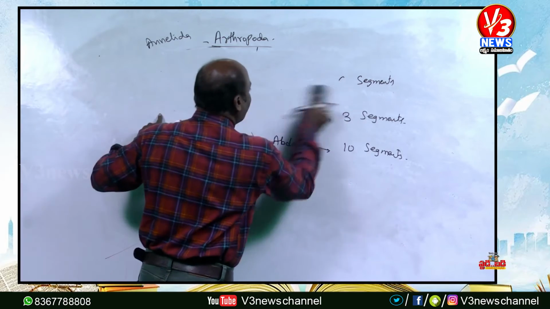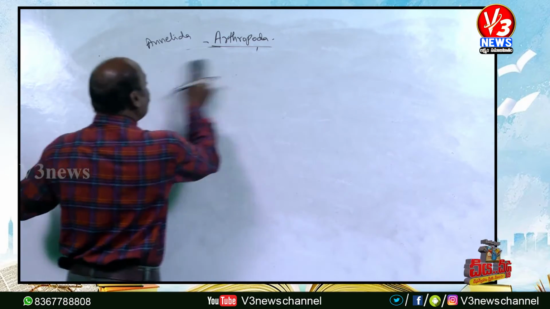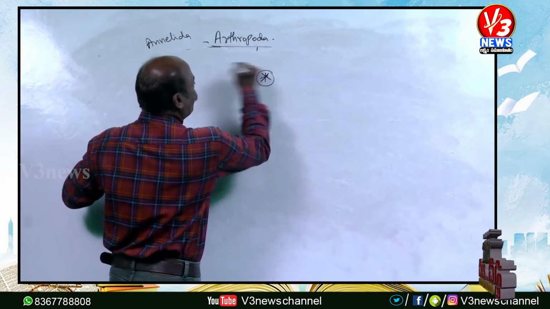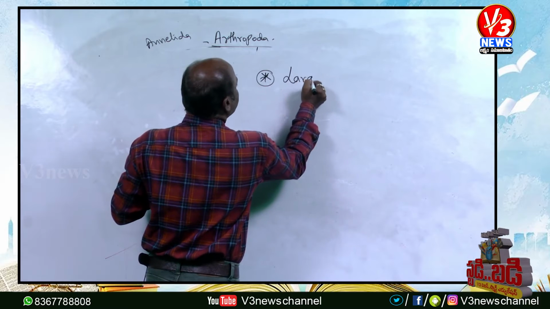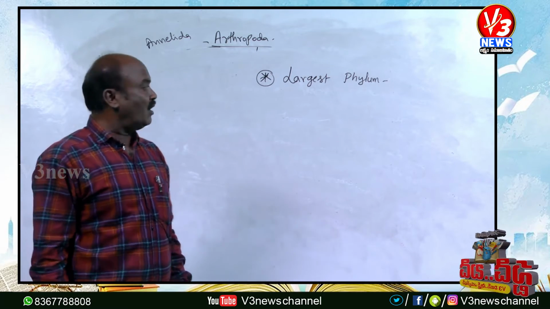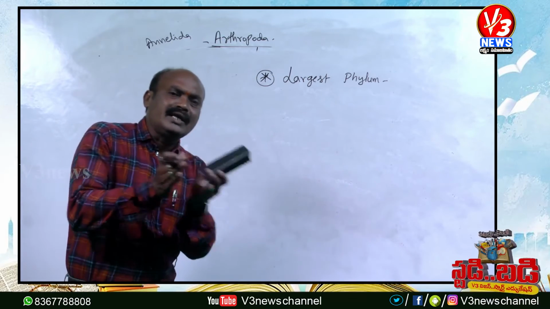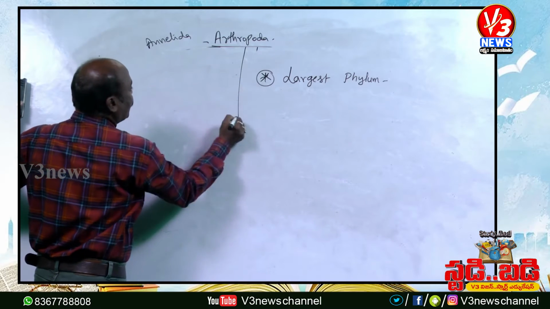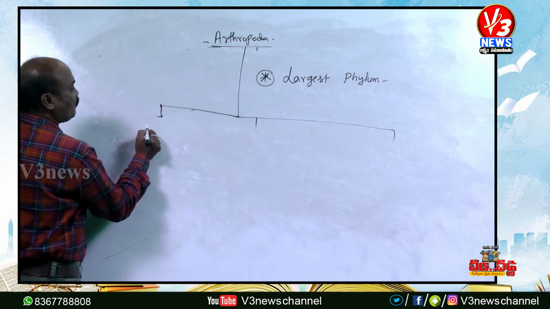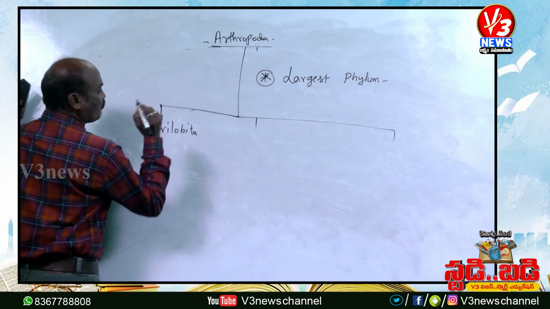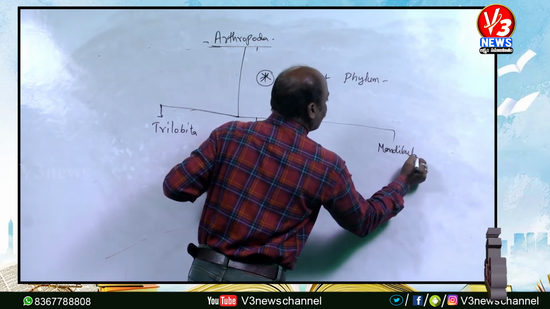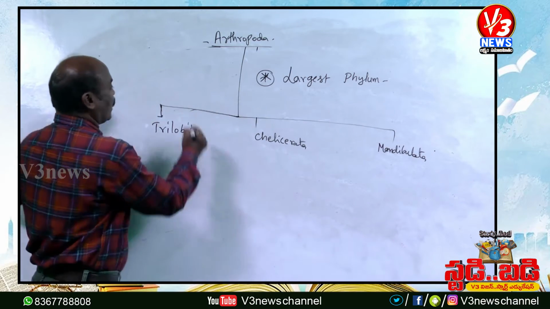Then coming to the digestive system. But before that, some very important aspects regarding entrance examination. One, it is the largest phylum. Arthropoda is the largest phylum in the kingdom Animalia. Phylum Arthropoda is classified into 3 subphyla: one is Trilobita, second is Chelicerata, and third is Mandibulata. These are the 3 subphyla.